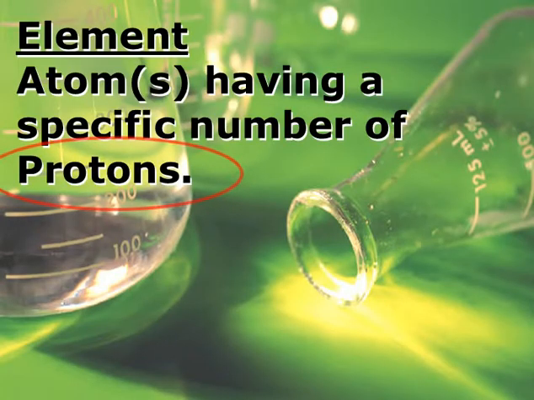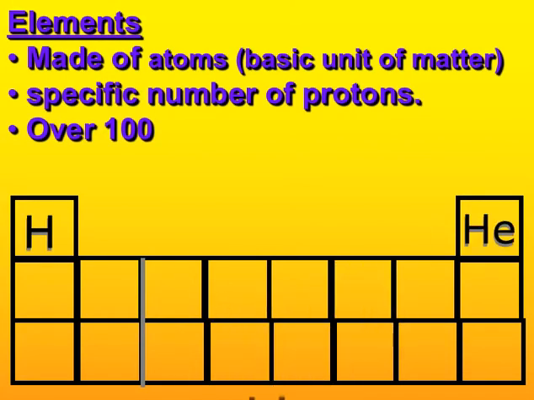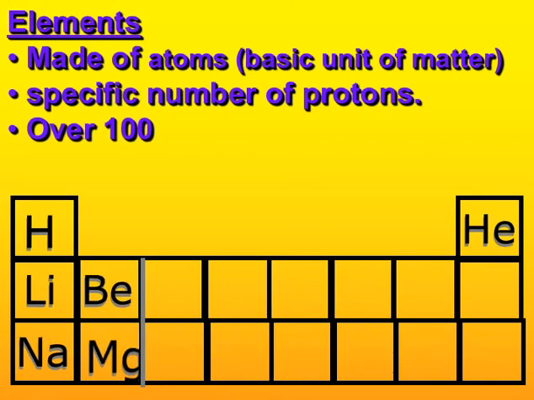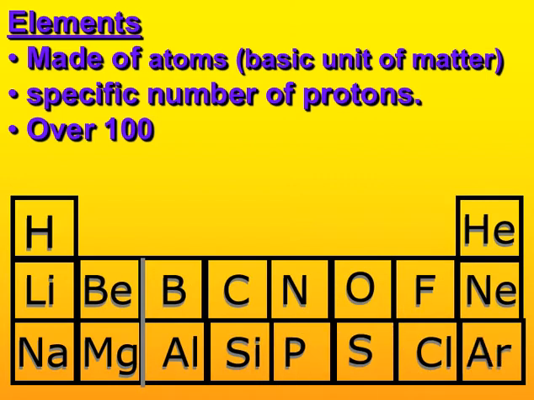What is an element? An atom having a specific number of protons is called an element. Elements are made of atoms. They have a specific number of protons. Over 100 elements are mentioned in the modern periodic table.